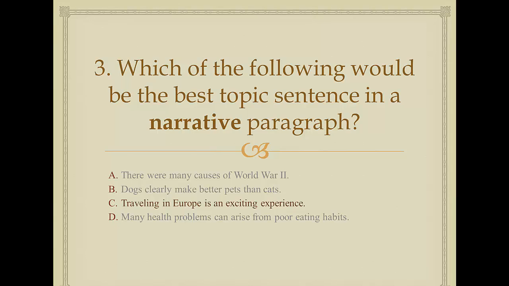The best answer here is C. Traveling in Europe is an exciting experience. A, Causes of World War II, is more the subject of an entire book, not a paragraph. Note the word narrative in the question. That term indicates your paragraph tells a story. Answer choice B, Dogs make better pets than cats, indicates you are contrasting two things. D, Many health problems can arise from poor eating habits, points to a cause and effect paper. It looks like it will discuss the effects of eating habits.